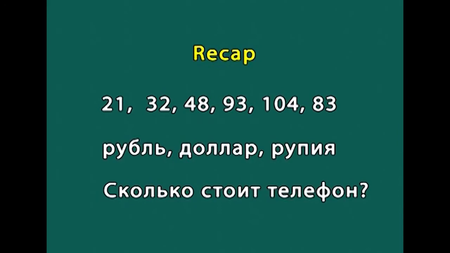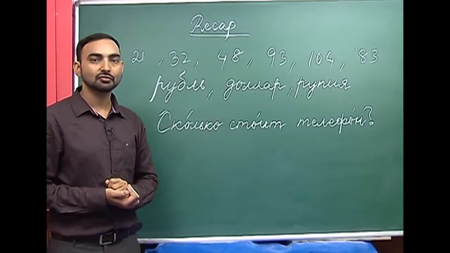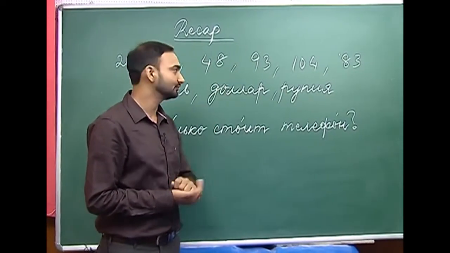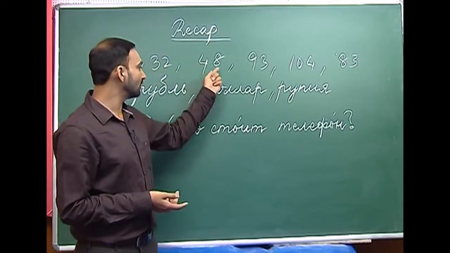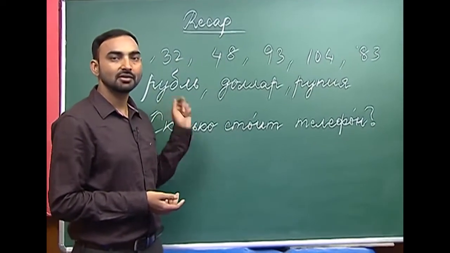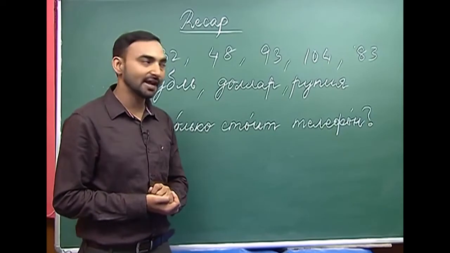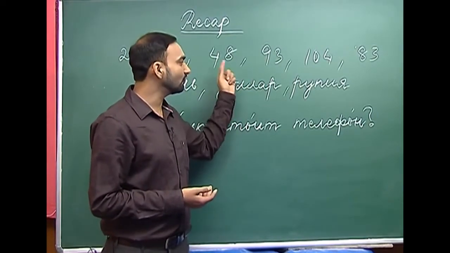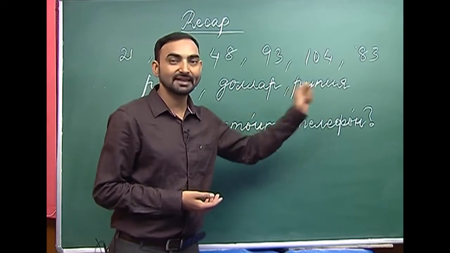Now let us come to the third number, which is 48. 48 with ruble will be 48 rublei, 48 dollarov, 48 rupee with e kratkoe.